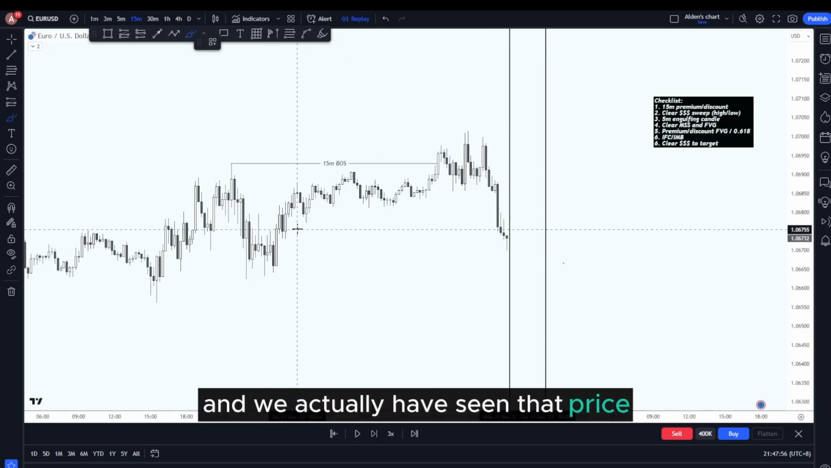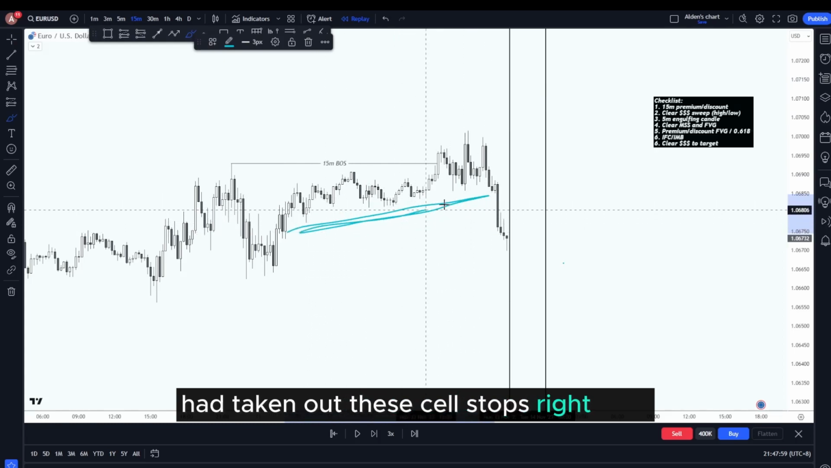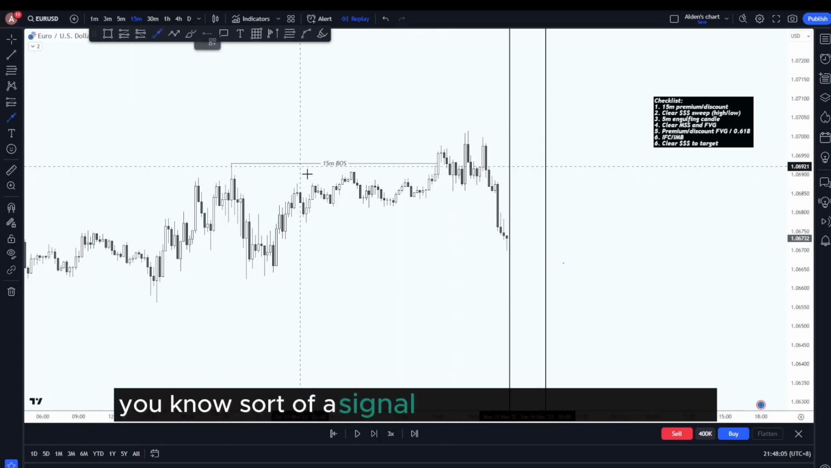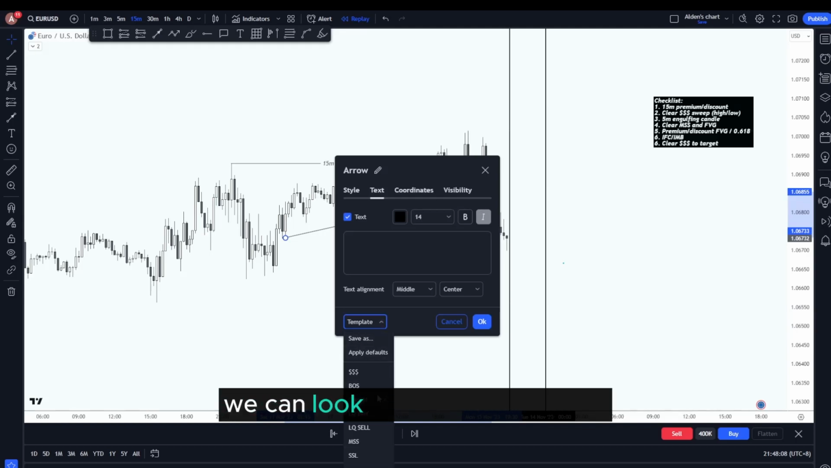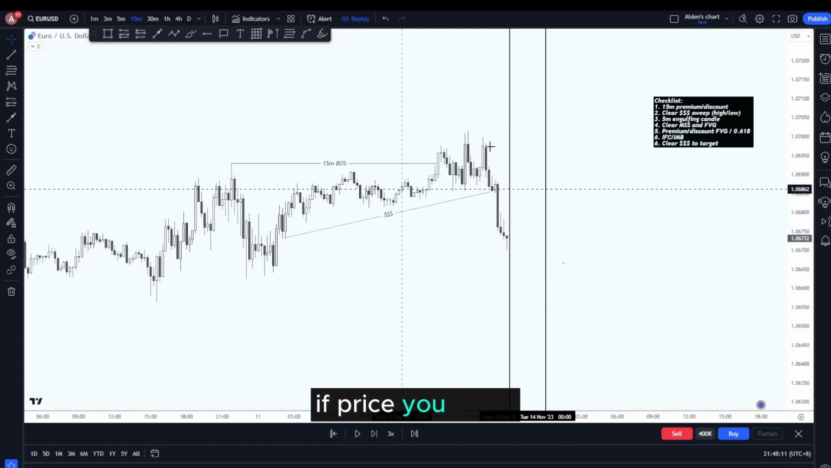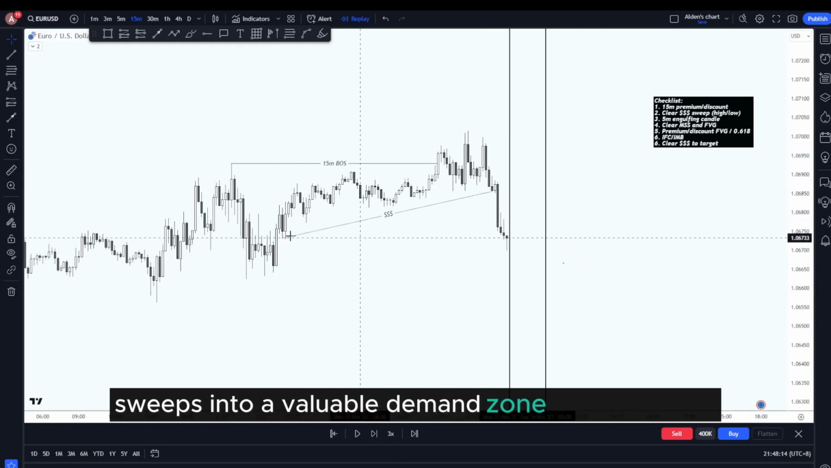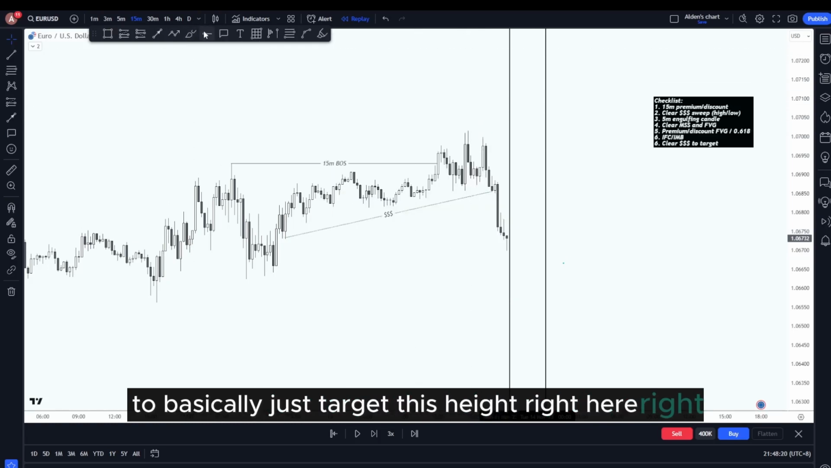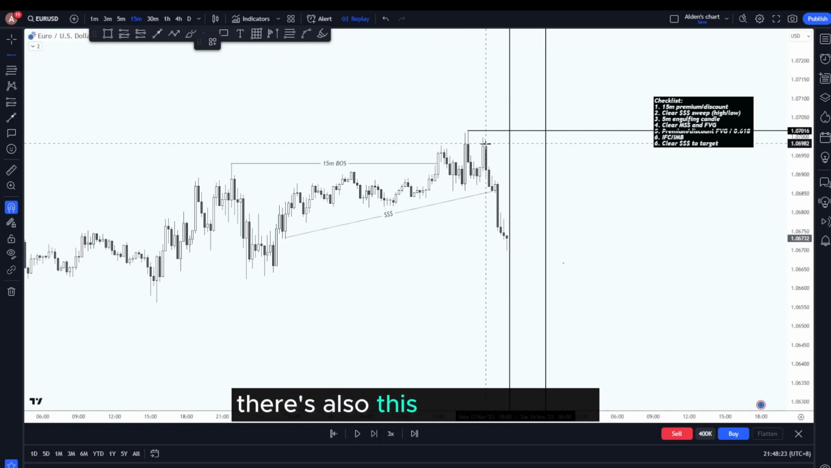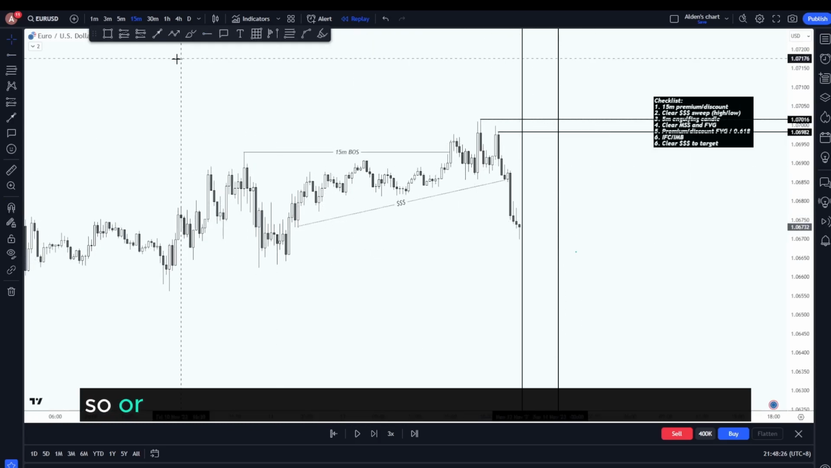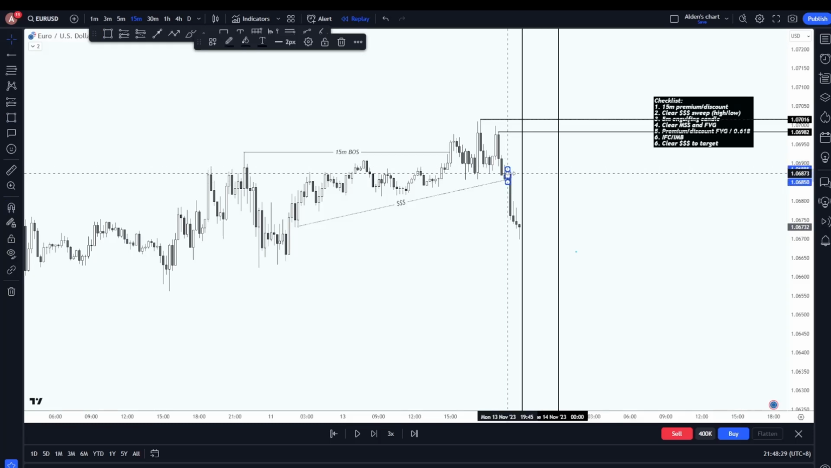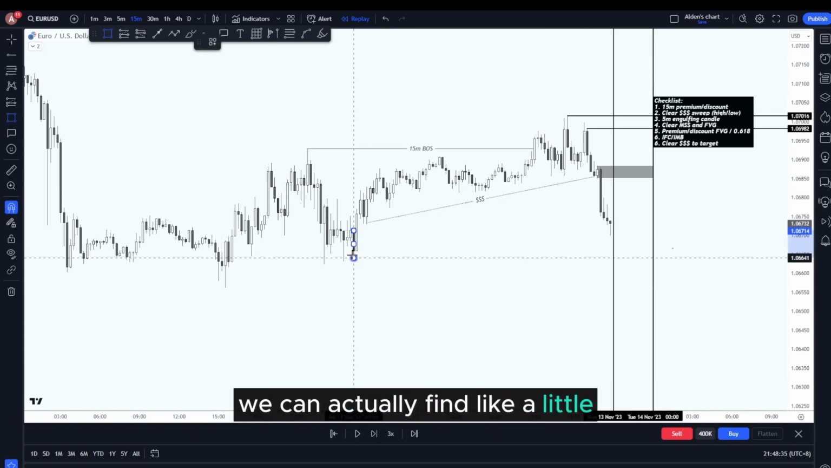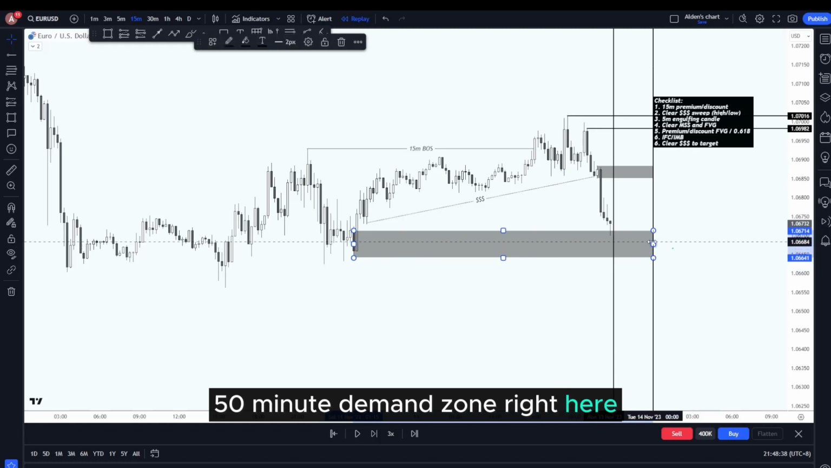And we actually have seen that price had taken out these sell stops right here, this liquidity. Alright, and this would be sort of a signal for us to say maybe, okay, we can look for longs in this case. If price sweeps into a valuable demand zone or fair value gap, we can look to take longs to basically just target these highs right here, right? There's this high right here, there's also this high around here. Or even maybe this 15-minute supply zone right here that we can target for longs, right? So when I'm looking left here, we can actually find a little 15-minute demand zone right here, okay?